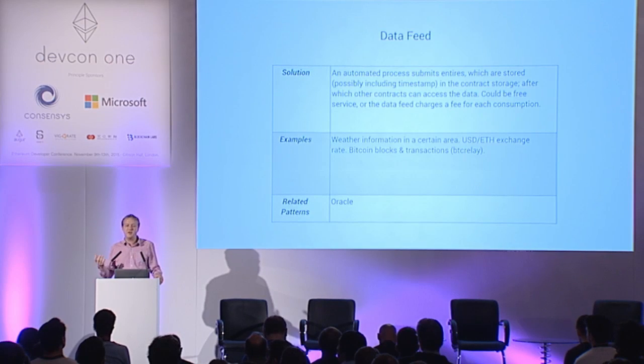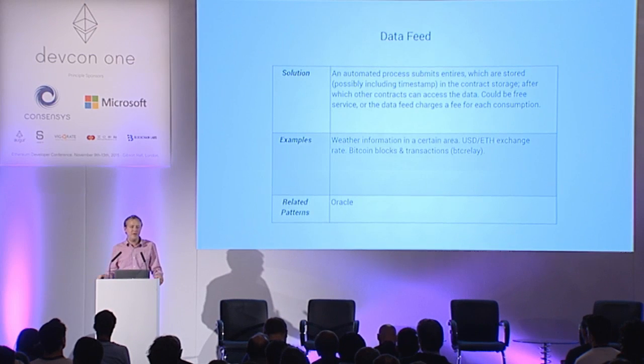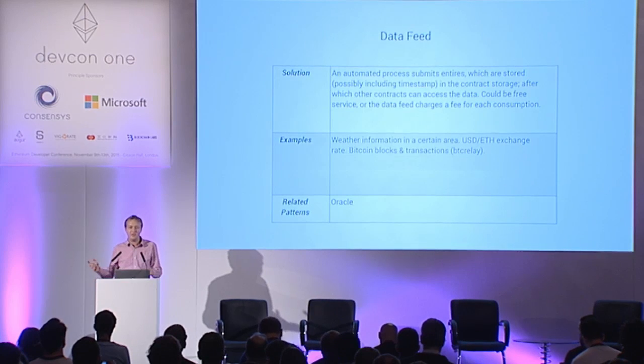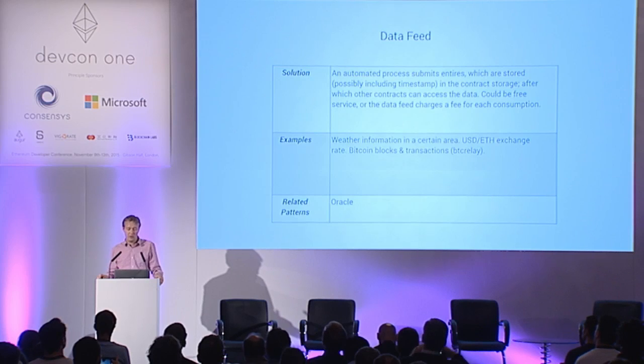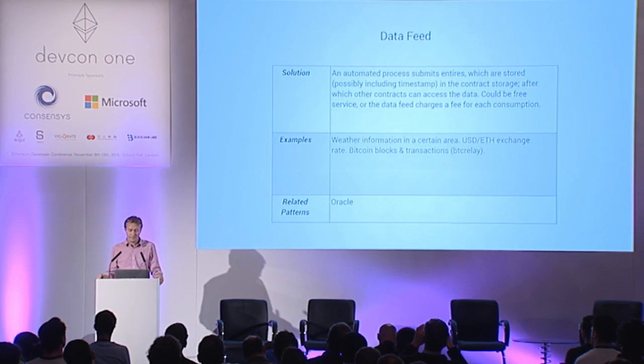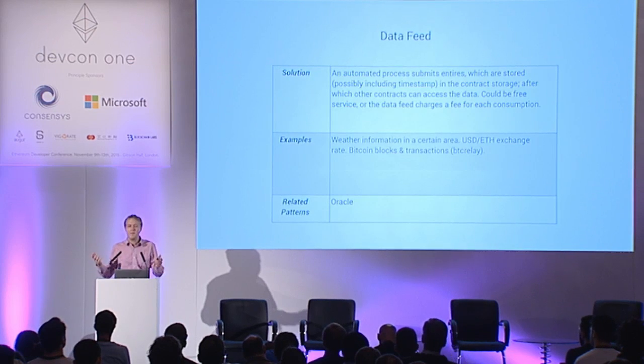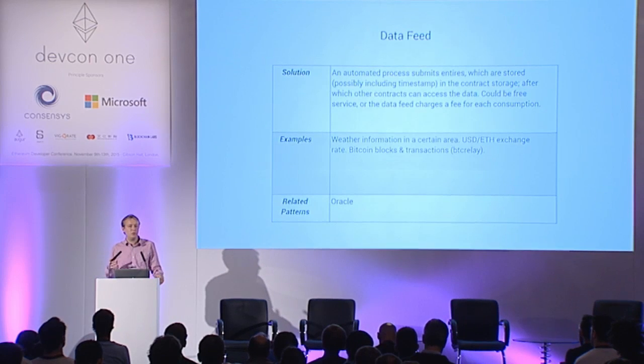Typically you'll need an automated process, some kind of daemon that frequently publishes updates to this data feed. So maybe once every day what the weather was or what the exchange rate was, or more frequent or less frequent depending on your usage. And of course you can publish this as a free service, but you can also ask for a fee if people are getting the data out of this data feed.